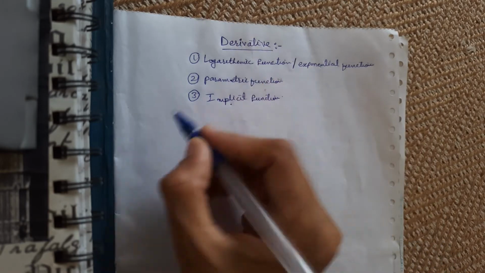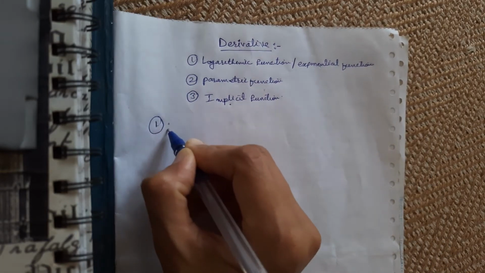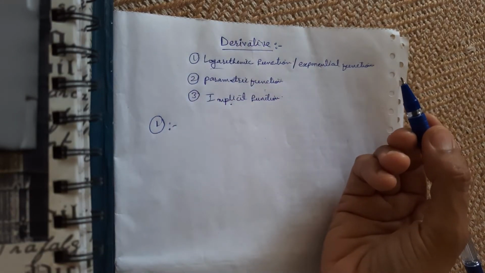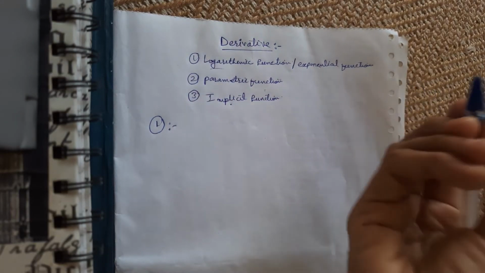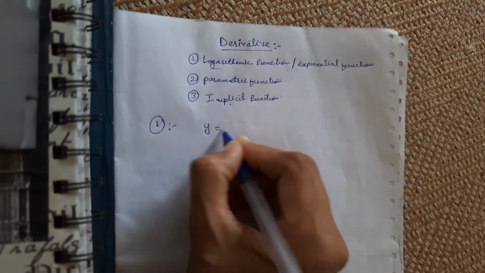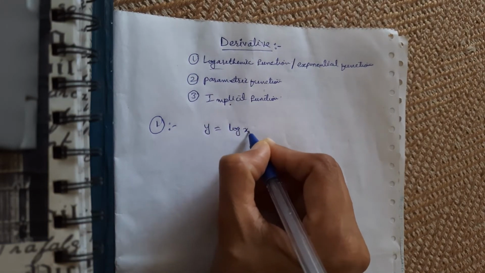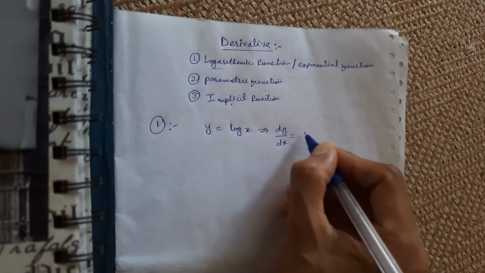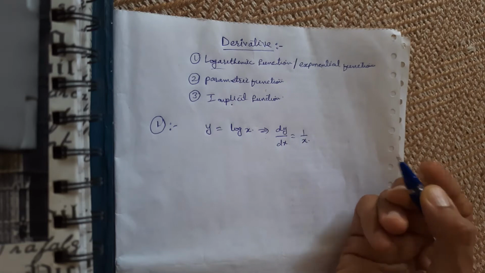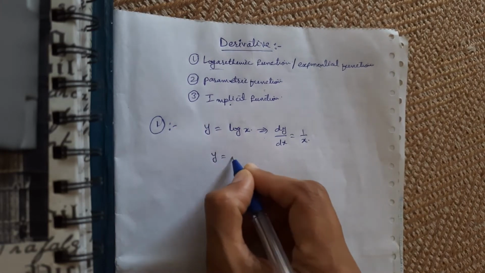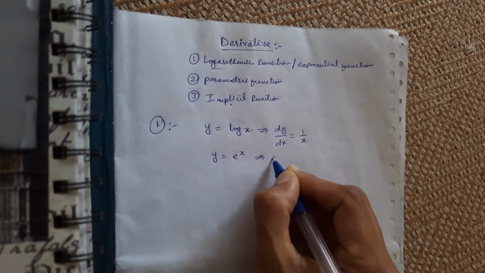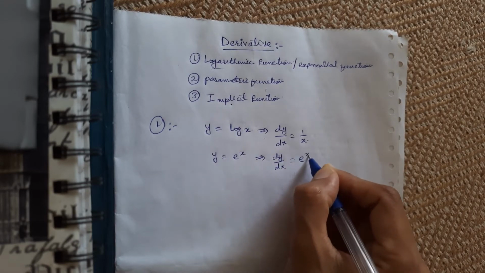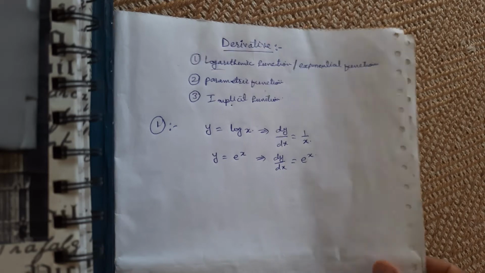The first topic I want to explain is how to find the derivative of a logarithmic function. I mean, this is not how we find it, because you already know that if y equals log x, then its derivative dy by dx equals 1 upon x, right? And you also know that if y equals e to the power x, then the derivative of y is e to the power x again. This is the standard formula.